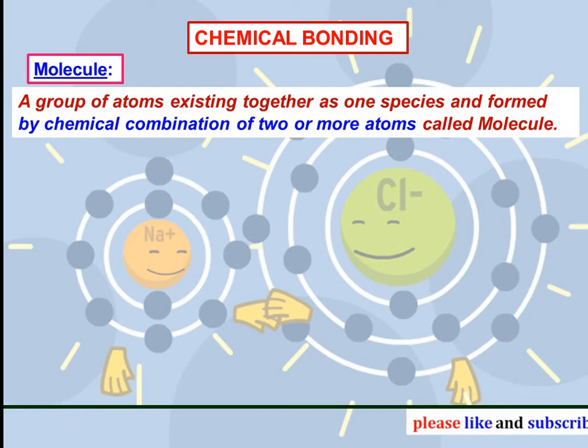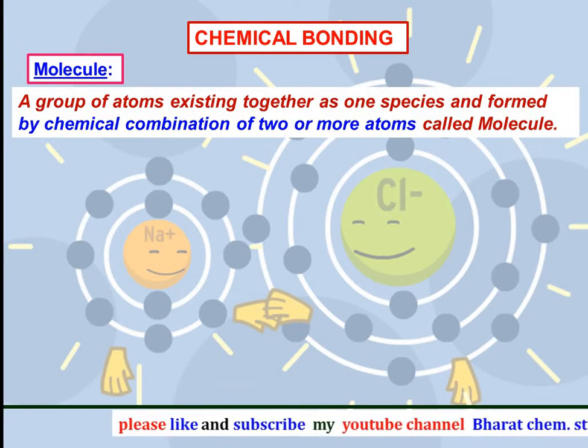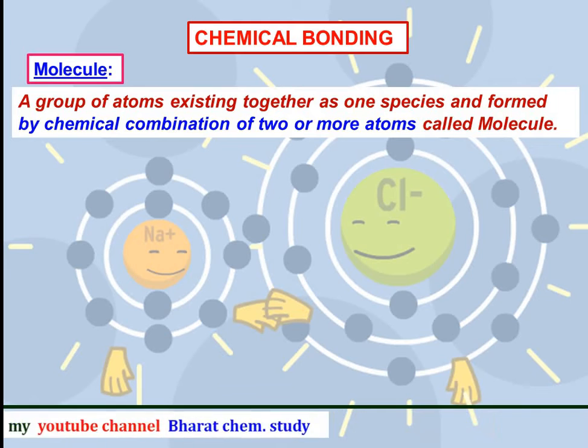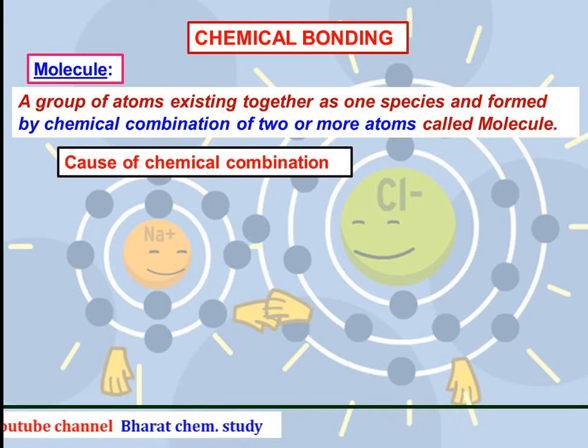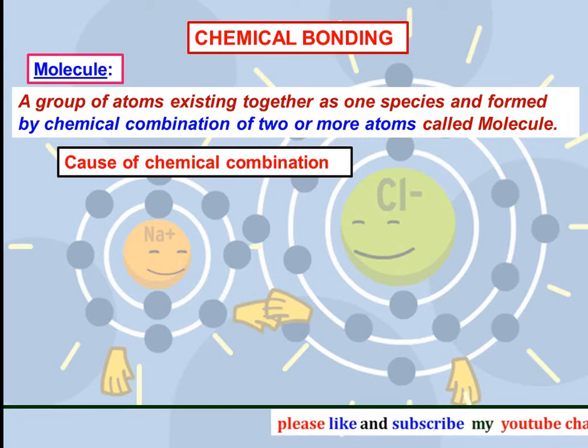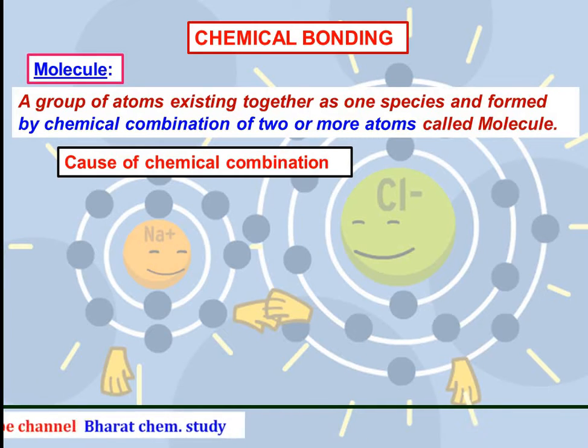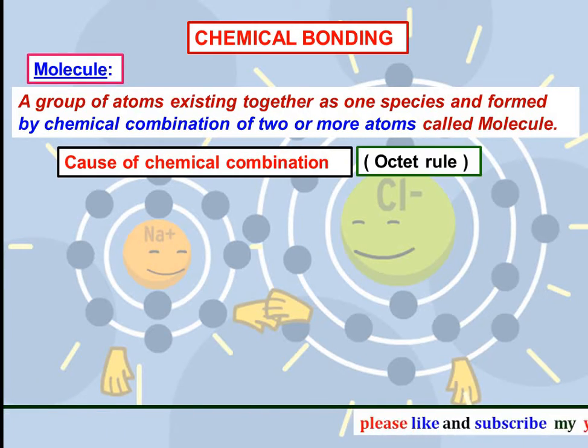Molecule: a group of atoms existing together as one species, formed by chemical combination of two or more atoms, is called a molecule. Now the question coming to our mind is, why do atoms join together or combine together to form a molecule? Let's study the cause of chemical combination, or octet rule.